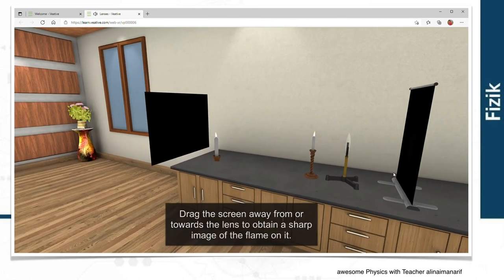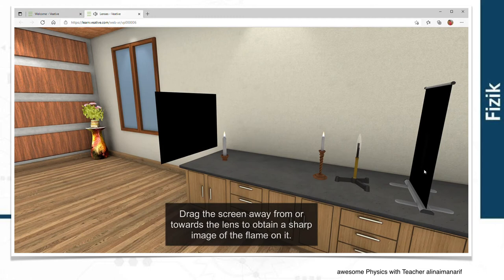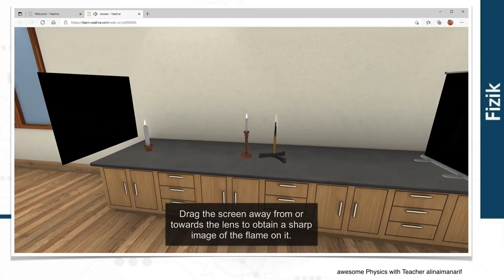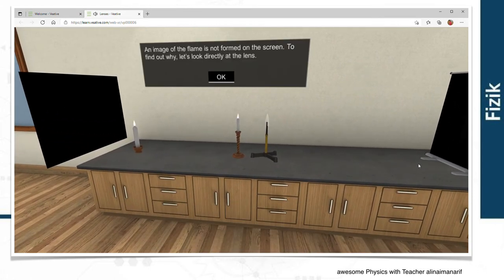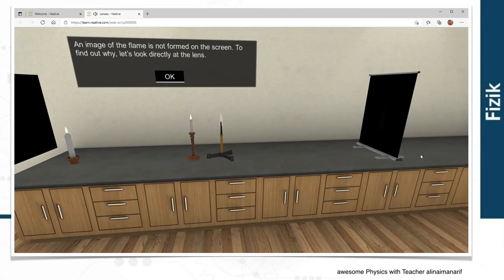I move towards the lens and I move away from the lens. As you see, the screen is blank. No image forms on the screen. An image of the flame is not formed on the screen. So when the image does not form on the screen, it means the image is virtual.